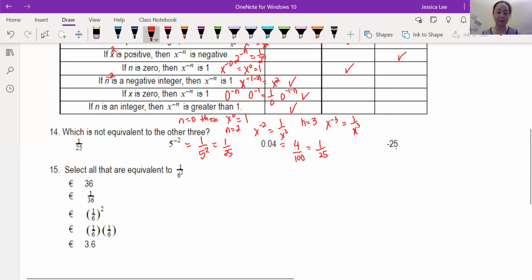And then we have negative 25. This is the one that's not equal, by a long shot. Great.